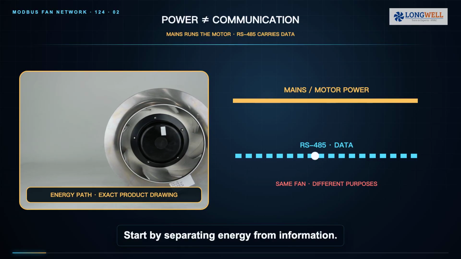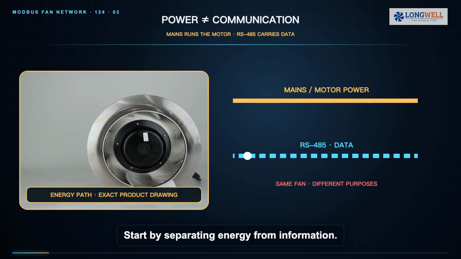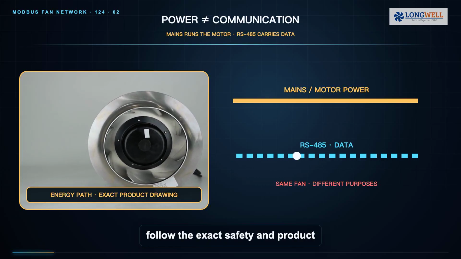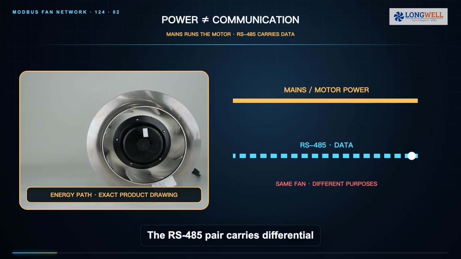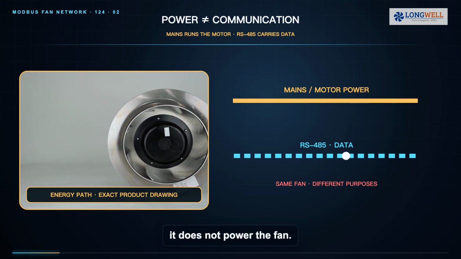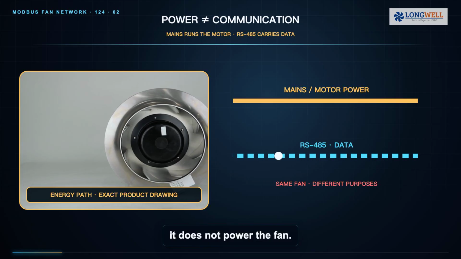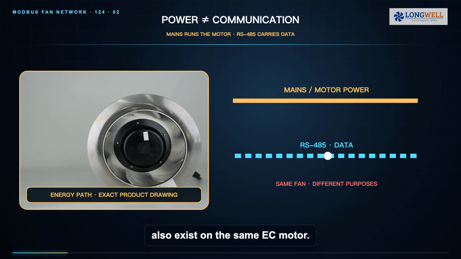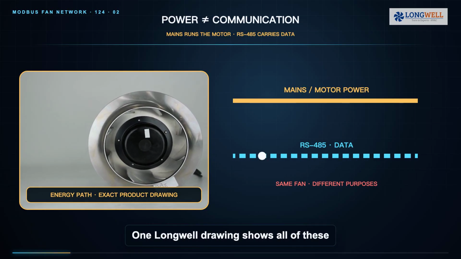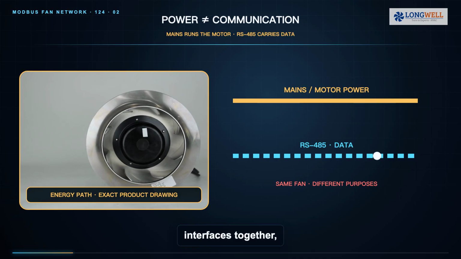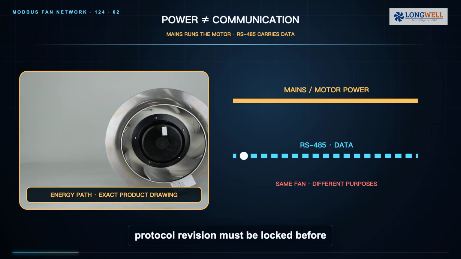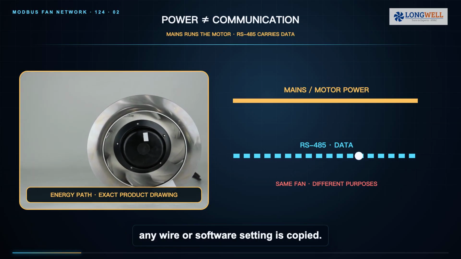Start by separating energy from information. Mains power runs the motor and must follow the exact safety and product drawing. The RS-485 pair carries differential communication; it does not power the fan. A separate analog or PWM input may also exist on the same EC motor. One Longwell drawing shows all of these interfaces together, which is precisely why the model and protocol revision must be locked before any wire or software setting is copied.